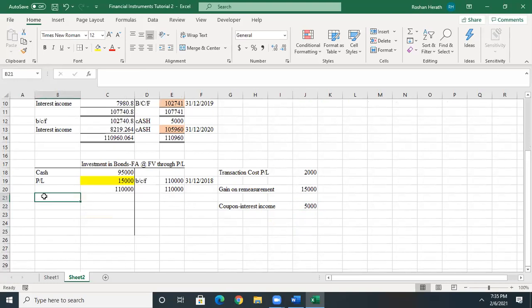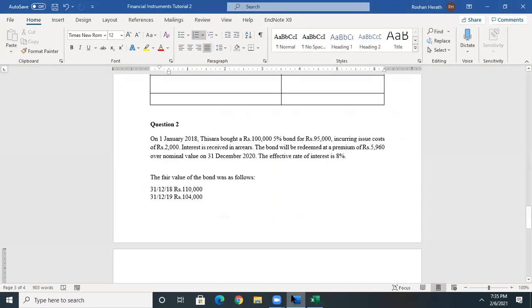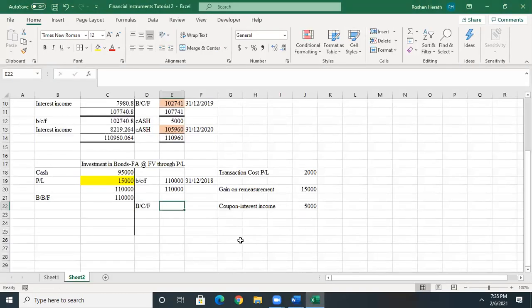Then how about for 2019? You again start the year with the fair value of the instrument. Reporting date comes, you need to remeasure it. So what is the value? This time it's 104,000. So what has happened? It's 110,000.